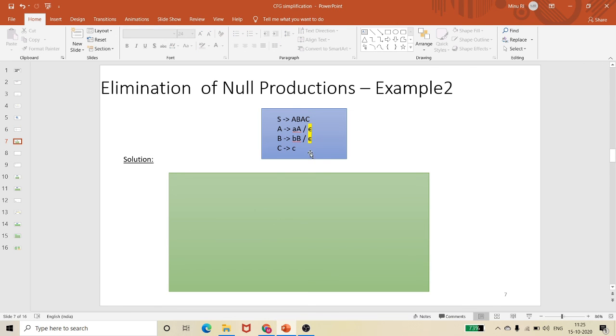Let me take another bigger example: S gives capital A, B and C, where A gives some grammar with an epsilon, B gives some grammar with an epsilon, and C gives small c. Let me write this over here. Now instead of A, I can substitute epsilon. If I substitute epsilon here, my remaining production will be BAC.